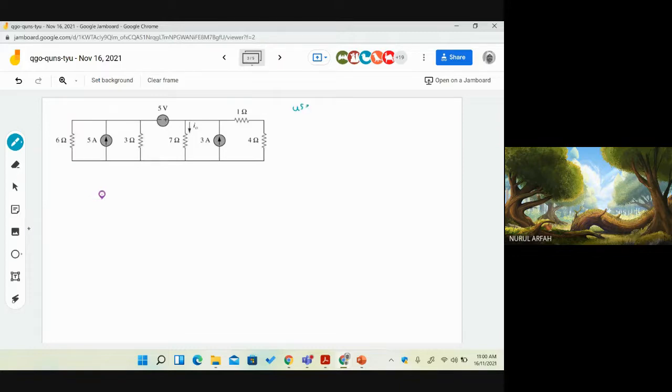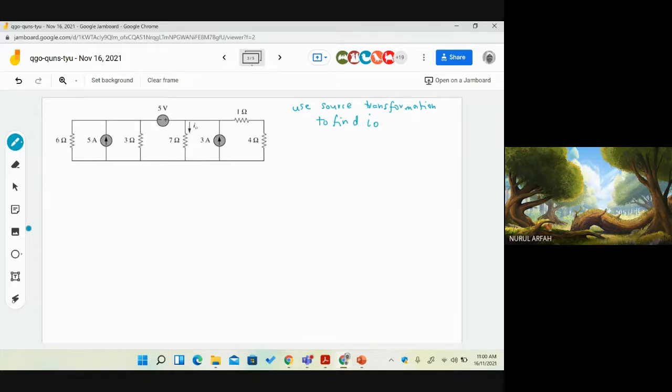Use source transformation. By the way, in your exam, if the question asks you to use source transformation to find I naught, do not use superposition or other rules. You need to use exactly the method they ask, to find I naught.